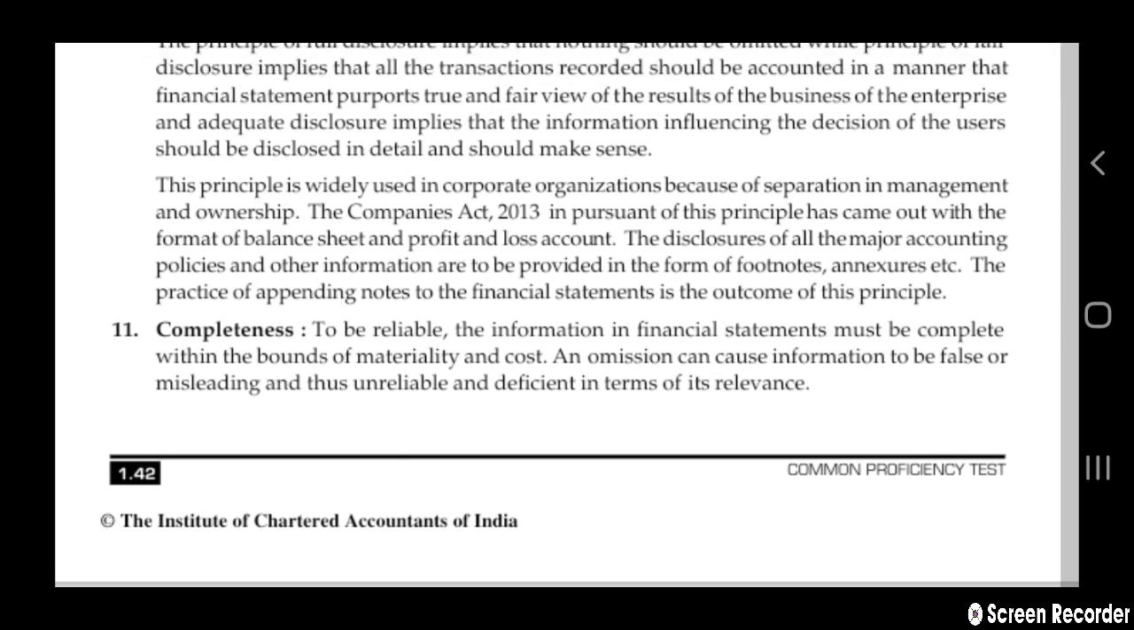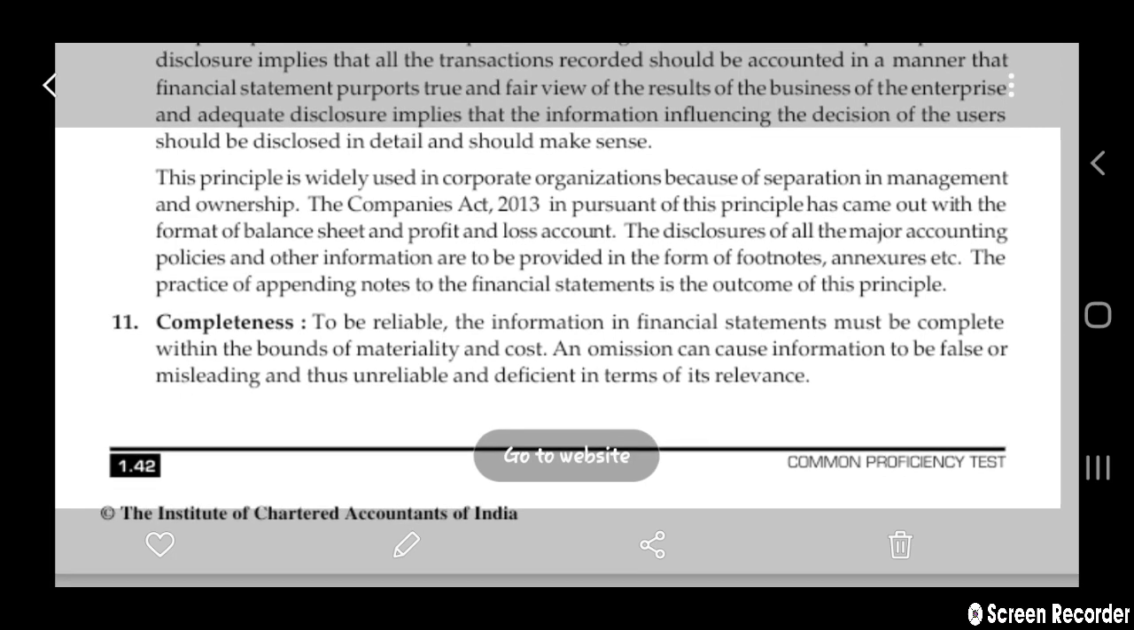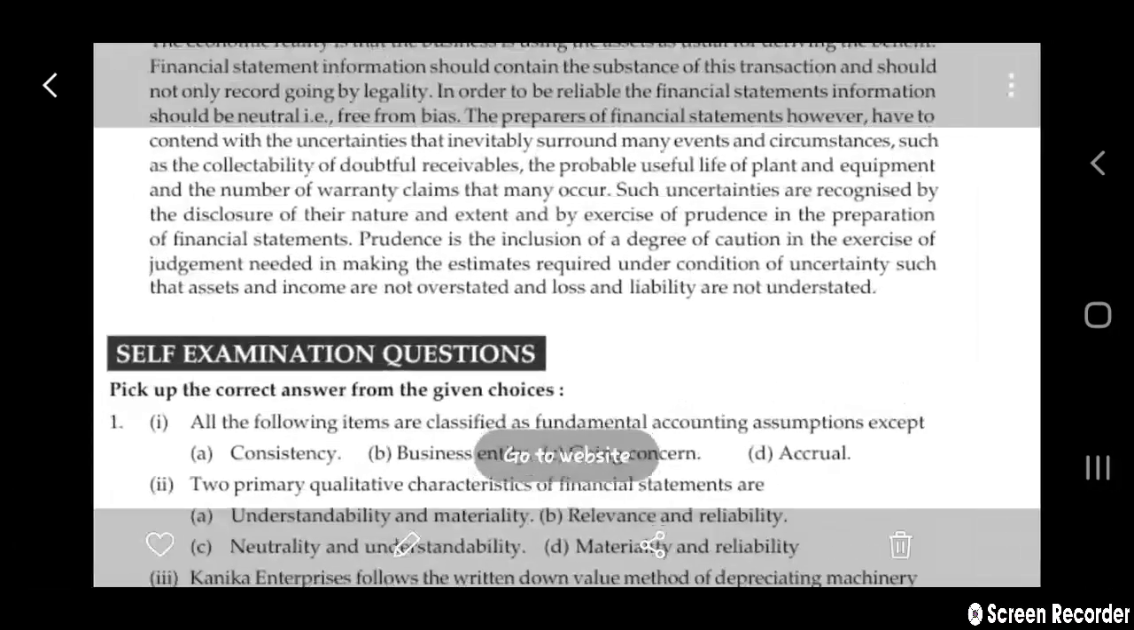To be reliable, the information in the financial statements must be complete, within the bounds of materiality and cost. An omission can cause information to be false and misleading, and thus unreliable and deficient in terms of its relevance. It may sometimes be wrong.